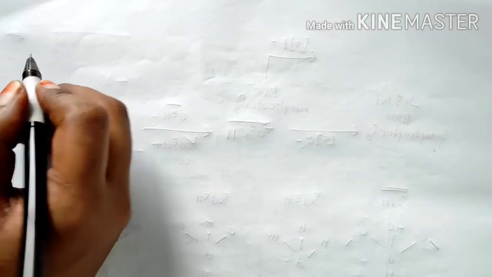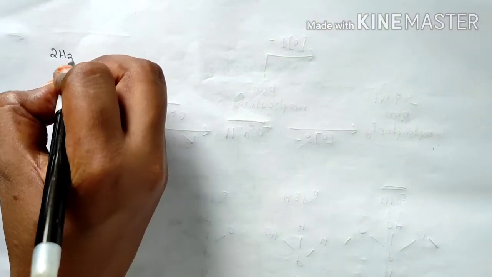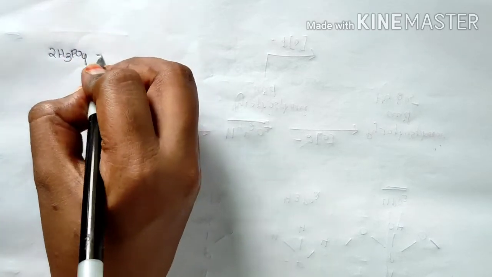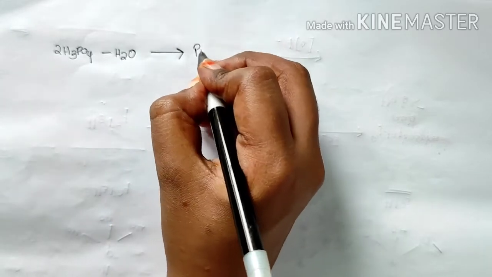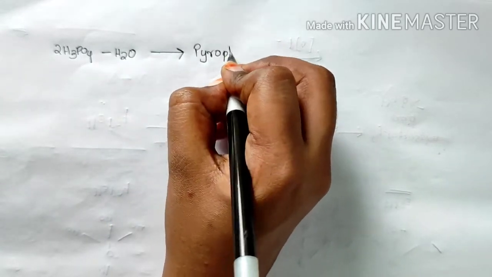As I have discussed earlier, when two molecules of ortho acid are added by removing one molecule of water, we will get pyrophosphoric acid, right?